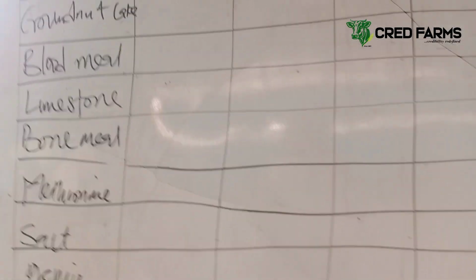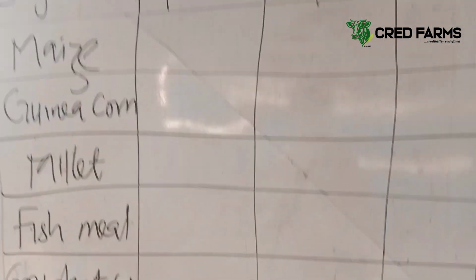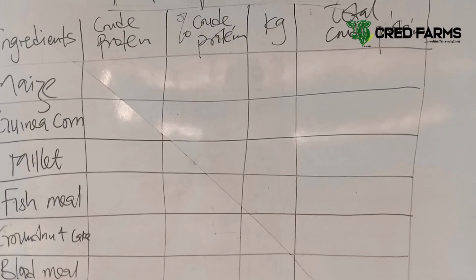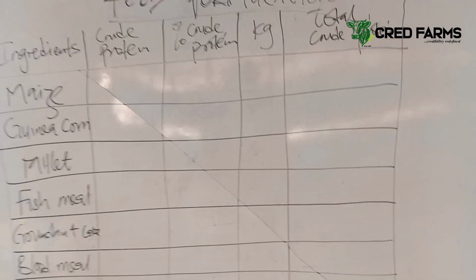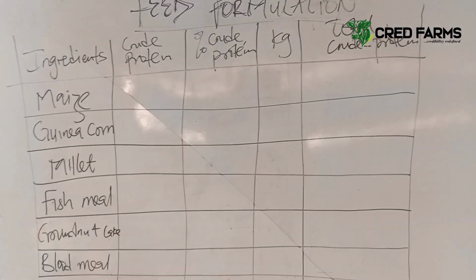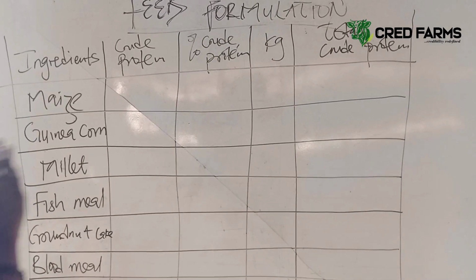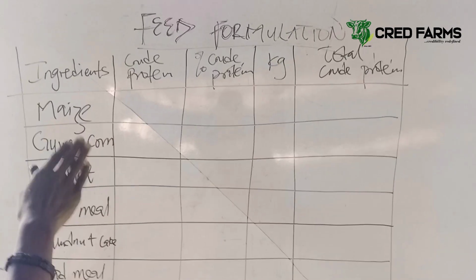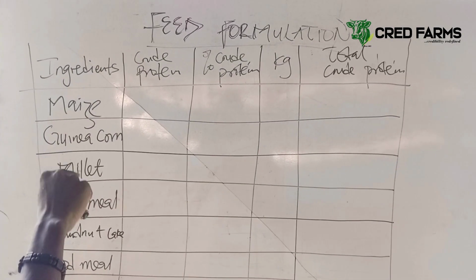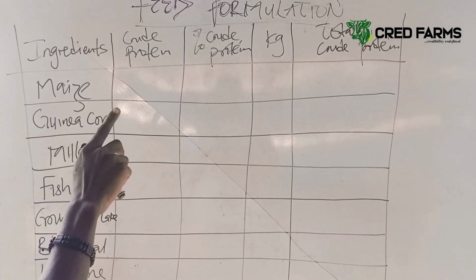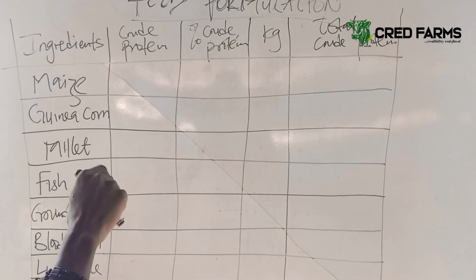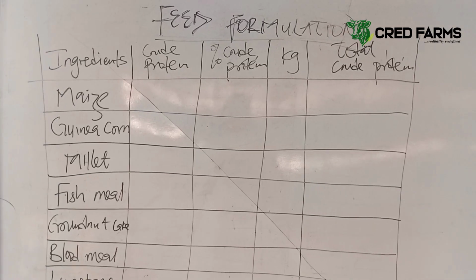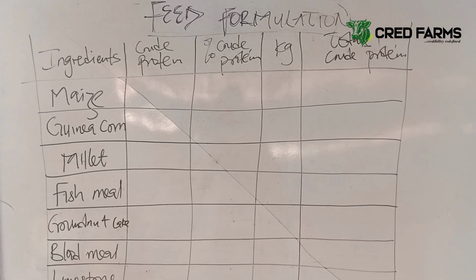There are other ingredients you can use, all right? But whatever ingredients you are using, you must know certain values of those feed ingredients. If you look at the columns you have, apart from the ingredients, you have the column for crude protein. After that, you have the column for percentage crude protein. After that, you have kg and total crude protein. So we'll take it one after the other.